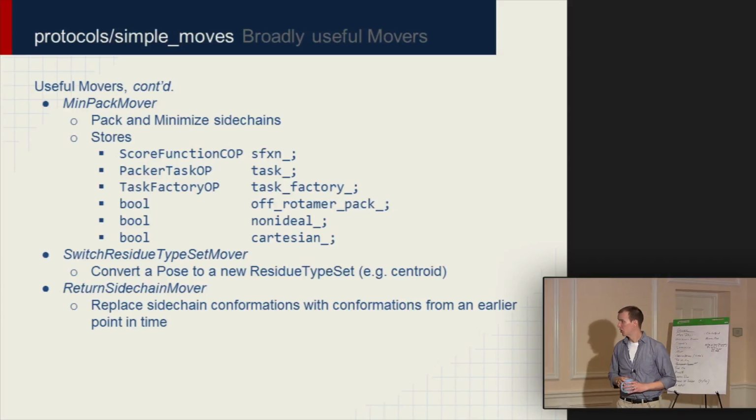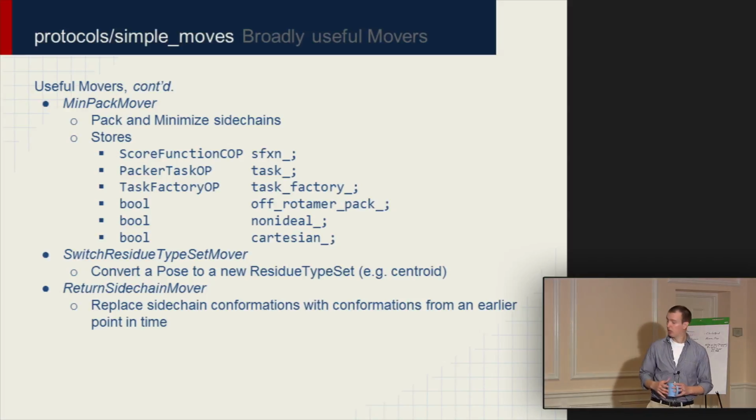Here's a very useful one, the switch residue type set mover. So that'll convert a pose from one residue type set to some other residue type set. So you give it the name of the new residue type set that you want, for example, centroid or FA standard, and you give it a pose, and it replaces all the residues in that pose with their corresponding residues in the other residue type set. So if you want to go from full atom to centroid, you can use a switch residue type set mover to convert your pose to centroid.